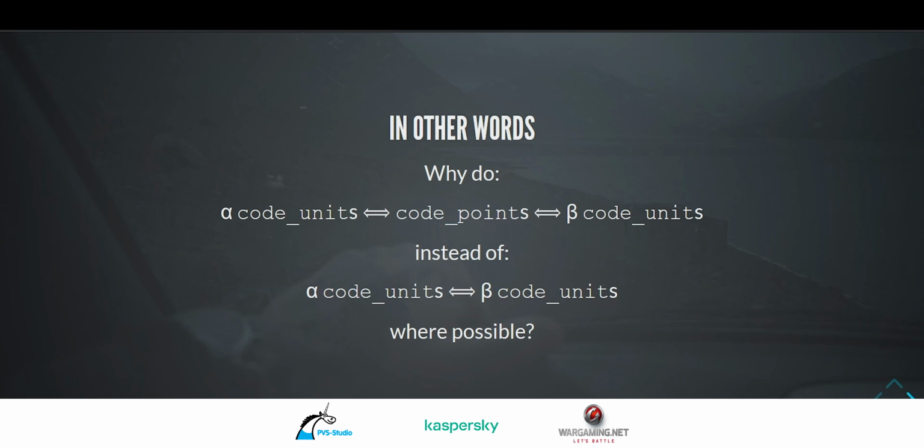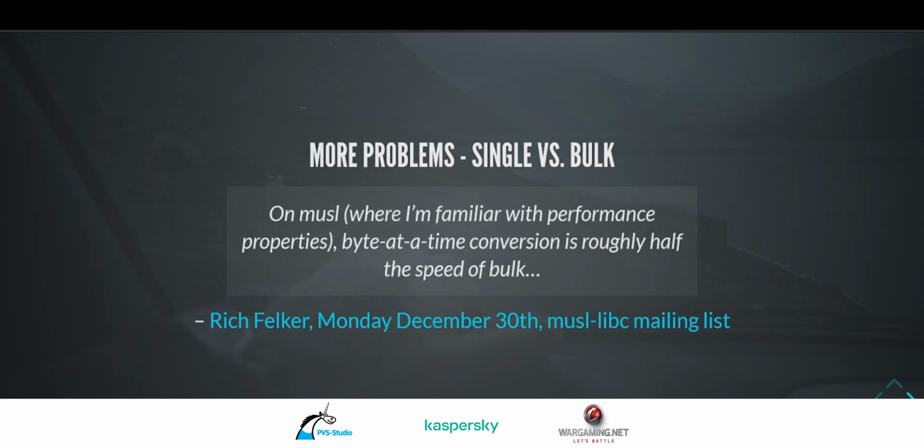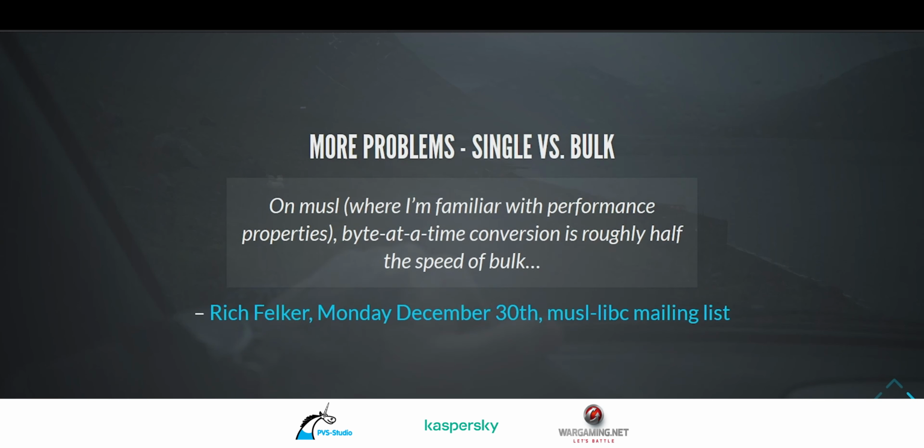So, again, to kind of hammer it in: why am I going to go from one set of code units to a code point and then lower it down to the other code units all over again, if there's a direct path between the code units? There's no reason for me to do that extra work. So that's one of the problems.